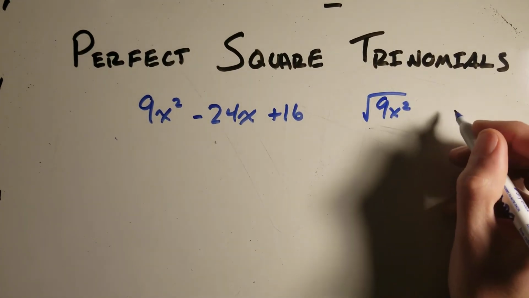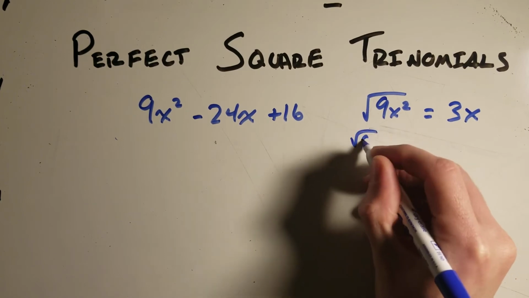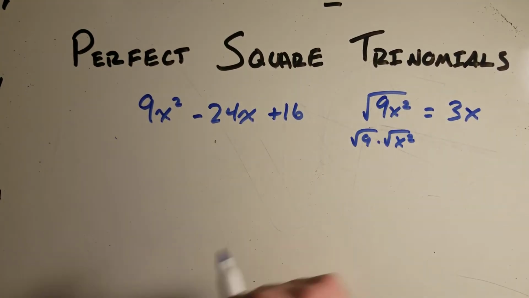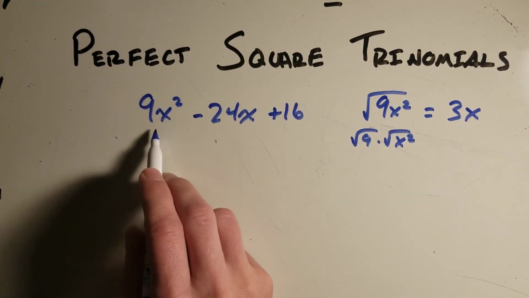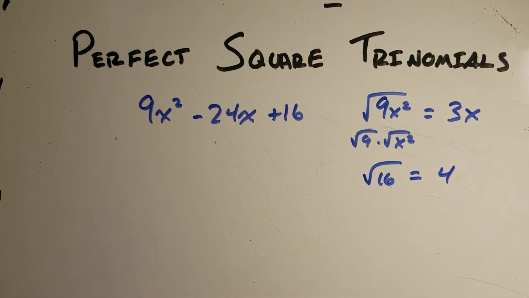Well, the square root of 9 is 3, square root of x squared is x. Remember, this works with square roots. Take the square root of each factor there. So it's 3x, so this is a perfect square. And the square root of 16, well, that's nice. We already know that should be 4. So we're good so far.